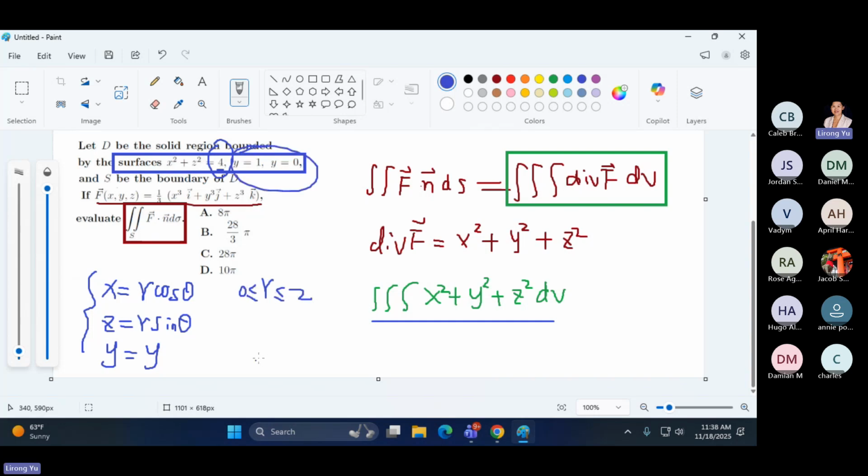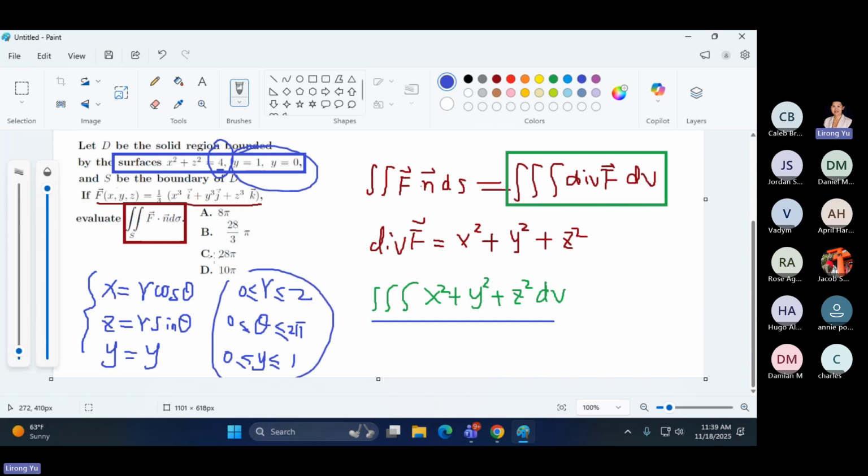These boundaries provide the limits for y. Y has an integration region of 0 to 1. And theta, since the solid region is bounded by the surface, it's a whole cylinder. Theta is between 0 and 2 pi. It's a whole cylinder.